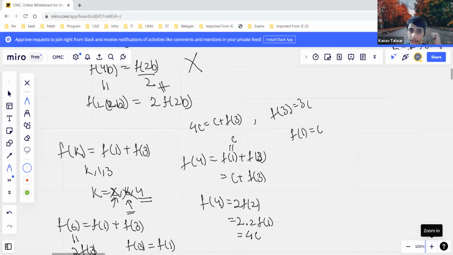So we have f(1) is equal to c. f(2) is equal to twice f(1), which is 2c. We just proved f(3) is equal to 3c. And we got that f(4) is equal to 4c. Right?